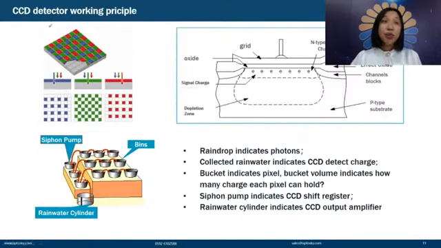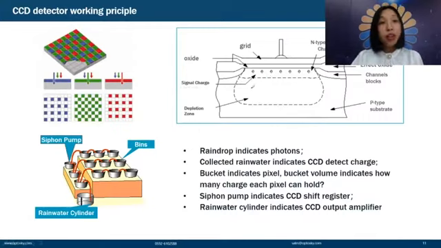And next, we are going to introduce the CCD detector. We have mentioned that CCD detectors decide most of the cost of a spectrometer. So also it's a very important component of the spectrometer. You may ask, what's the principle of it? Here, we are going to give you a vivid introduction of the detector.